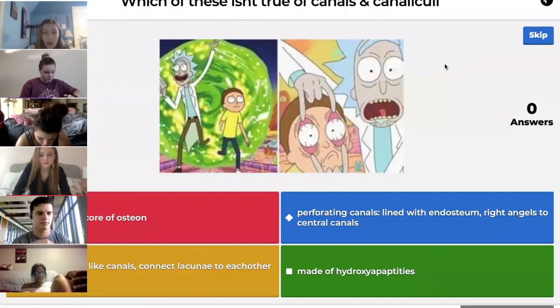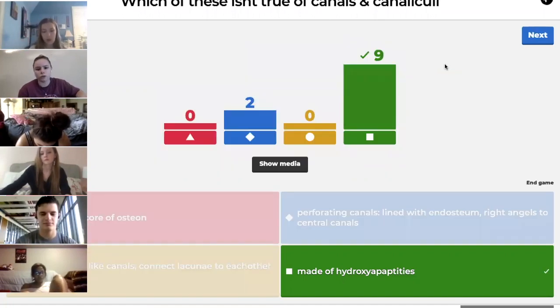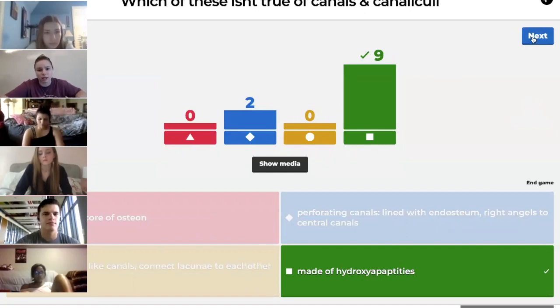Okay, cool. So they're not made of hydroxyapatite because they're part of the organic matter. So we said earlier, hydroxyapatites are the minerals and salts that are deposited in the bone, right? They do have a core of an osteon. They do have hair-like canals that connect to each other, and they are lined with endosteum, and they do have a reversion system and things like that.